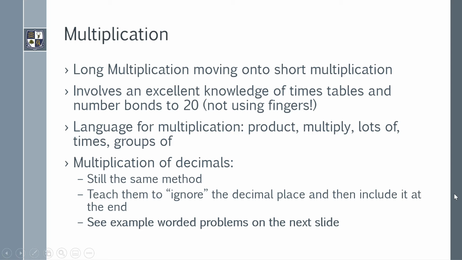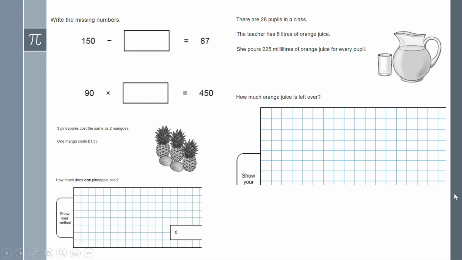It's still the same methods. We just teach them to ignore that decimal place, but they must include it back at the end. They must remember to pop it back in. So we've got some examples here.